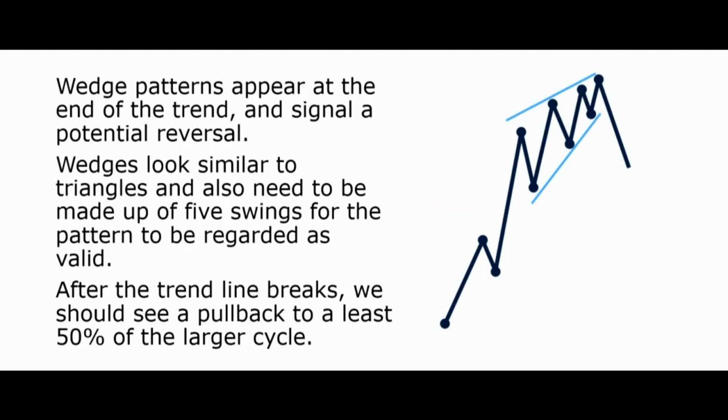Wedge pattern. Wedge patterns appear at the end of the trend and signal a potential reversal. Wedges look similar to triangles and also need to be made up of 5 swings from the pattern to be regarded as valid. After the trendline breaks, we should see a pullback to at least 50% of the larger cycle.